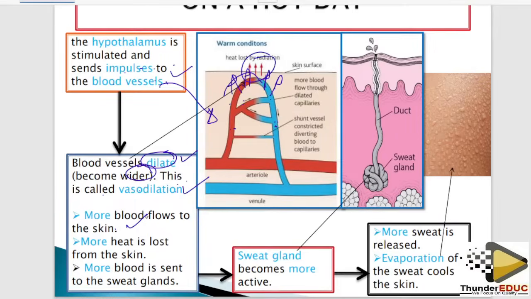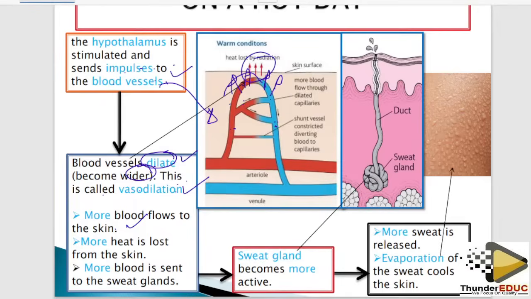That's why you see these arrows there. Why? Because this blood is hot. So if it's hot, more heat is going to be lost. And then, if more heat is being lost, what happens? It means that the blood is going to be cooled a bit.